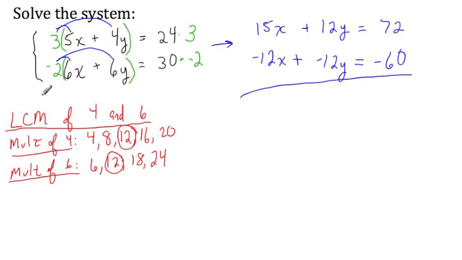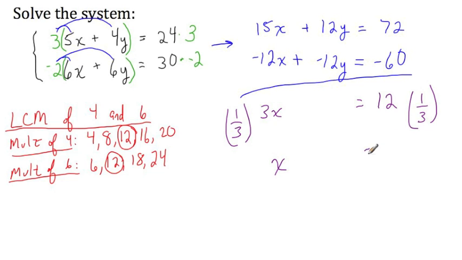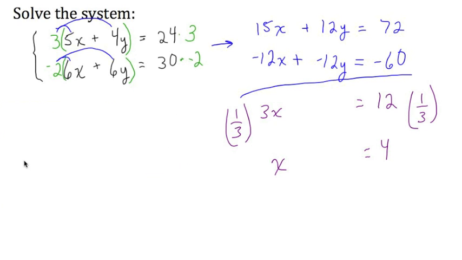And now I can add these two equations together. 15x plus negative 12x is 3x. The y's are eliminated, just as we want, and that's going to equal 72 plus negative 60, which is 12. Now I can easily solve for x by multiplying by the reciprocal of the coefficient in both expressions, and I will find that x equals 4. Once I found out what x equals, I can now easily find what y is by simply substituting 4 into any one of these original equations.